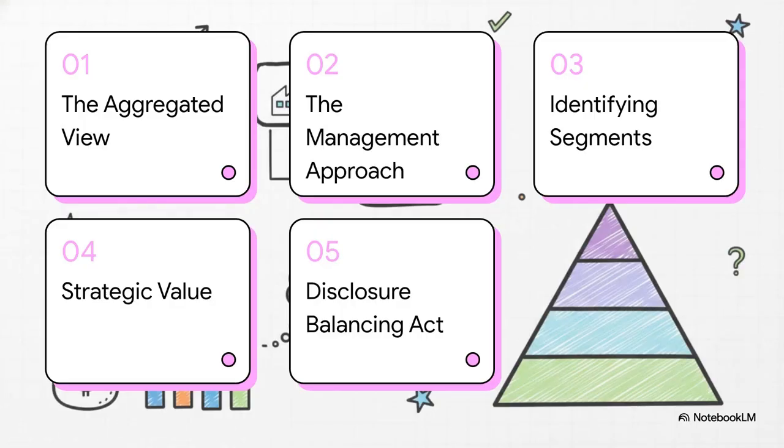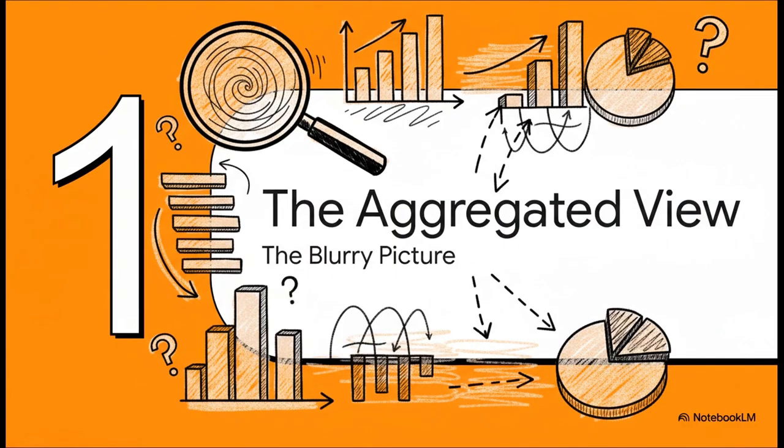Okay, so here's our game plan for this briefing. First, we're going to talk about why that single aggregated view is a problem. Then, we'll look at how your lens, the management approach, fixes that. We'll get into the nitty-gritty of identifying your operating segments, talk about why this is so valuable strategically, and wrap up with the tricky balancing act of disclosure. Pretty straightforward.